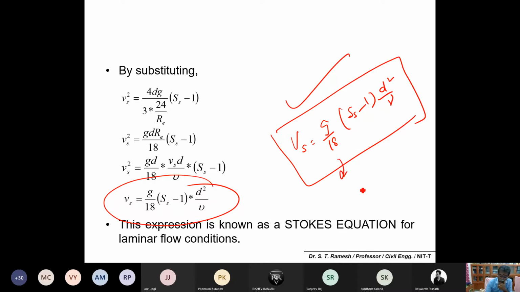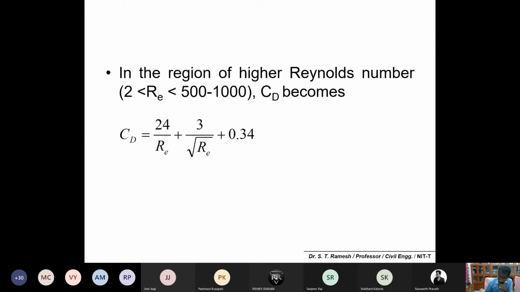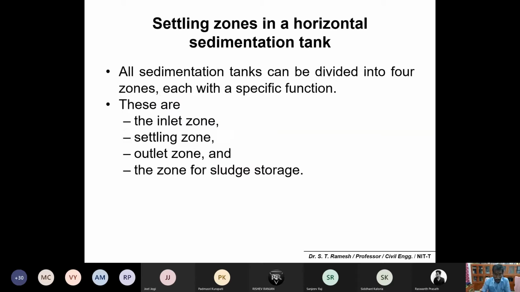This equation is valid only for laminar flow conditions, or Reynolds number less than 2. If it is between 2 and 500, then you have to do a Cd correction like this: 24 by Re plus 3 by root of Re plus 0.34. So this is what we discussed in the last class. Is it fine?